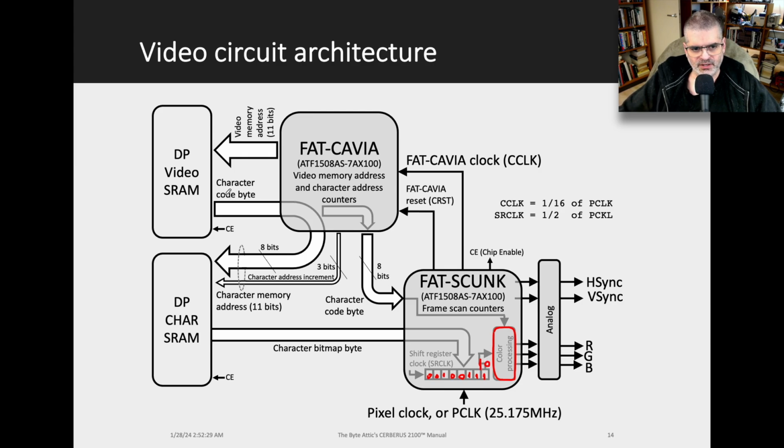And we will know that because the character code byte that Cavia reads out from video memory goes not only into forming an address for character memory, it's also passed along to Fat Skunk here, and then internally it's routed to color processing. So every time there is a 1 coming out of the shift register, this logic will check which character code that 1 corresponds to, and then it decides with which color to print it to the screen via the RGB signals.